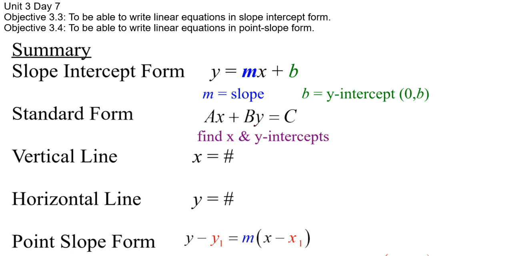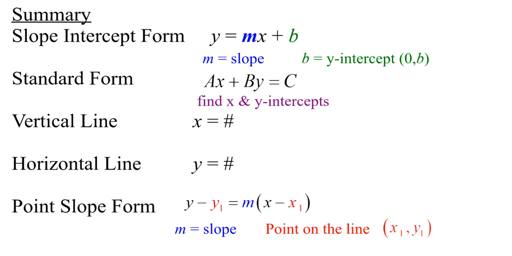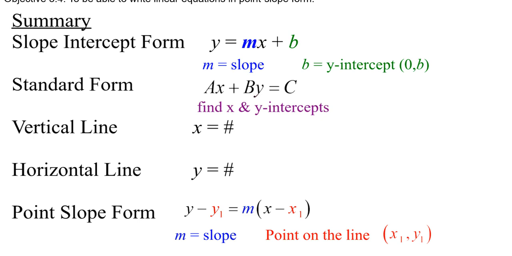We also noticed in the past that vertical lines have equations that look like x equals a number because all of the inputs are that value. Therefore, it's a vertical line and it has an undefined slope. Horizontal lines are written as y equals a number because all the outputs are the same and that has a slope of 0.